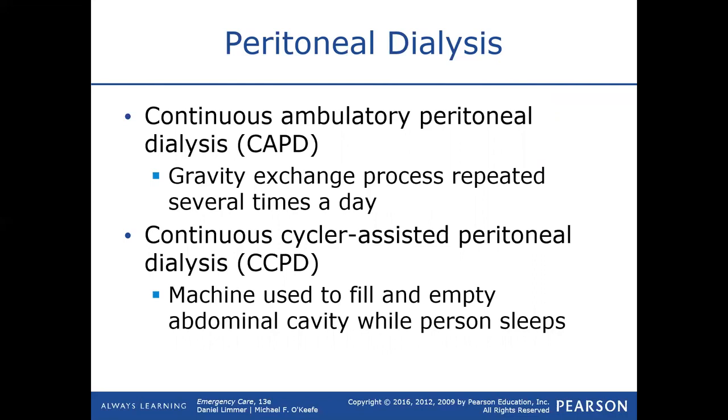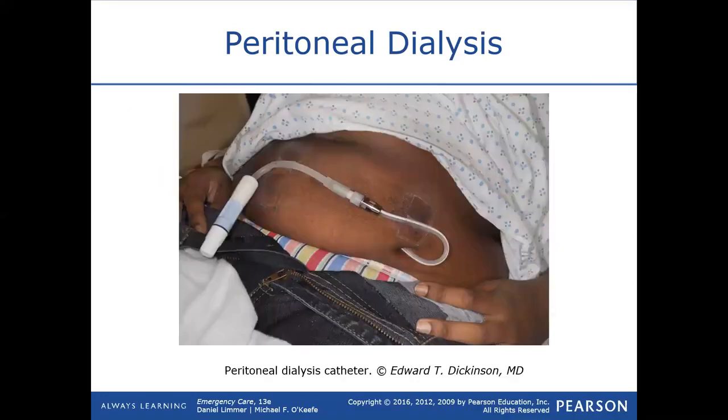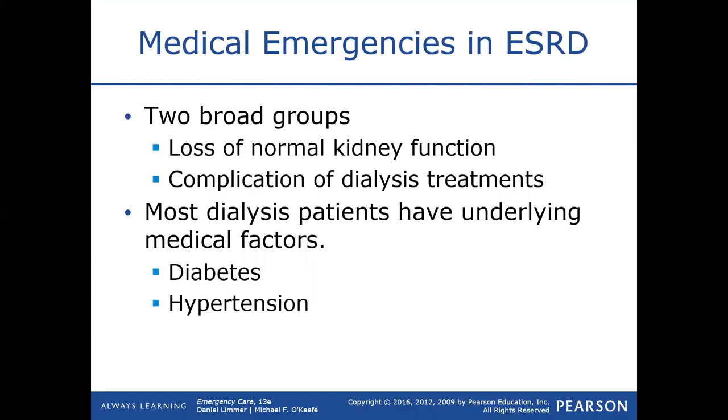And then there's CCPD, Continuous Cycler Assisted Peritoneal Dialysis, which is a machine that's used to fill and empty the abdominal cavity while a person sleeps. So there's a couple different ways that you can do the peritoneal dialysis, all right? And there's a picture right there. Pretty simple, all right? Medical emergencies we might run into with end-stage renal disease, okay?